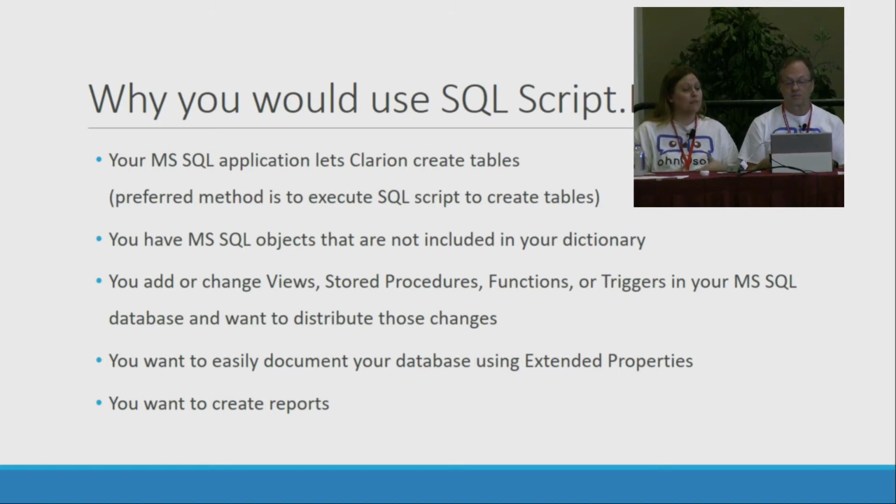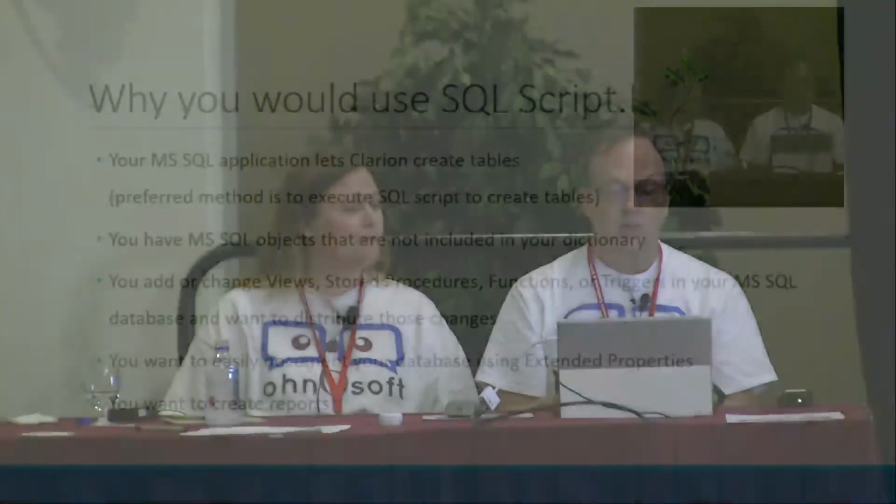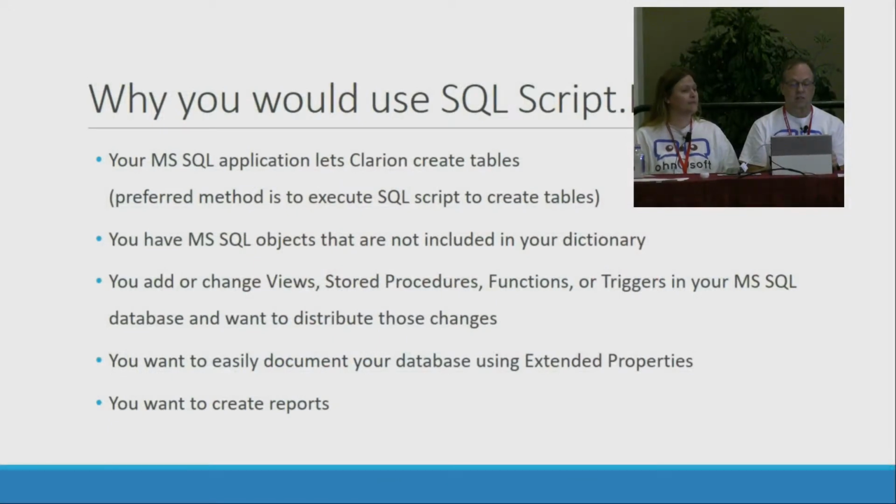And even if you were brave enough to let Clarion create all your tables for you, there are a lot of objects in your database that Clarion doesn't have in the dictionary at all. So how are you going to create those? You need to make sure that your customer has 100% of what they need for your program to start running at the beginning. Exactly. You can add or change views and stored procedures. We talked about that. You want to distribute those changes out, which applies to almost anybody using MS SQL.